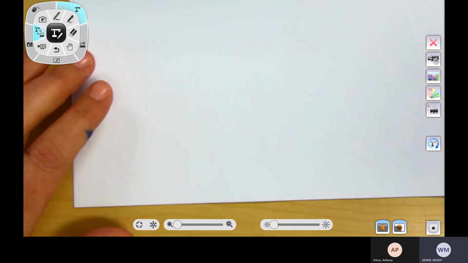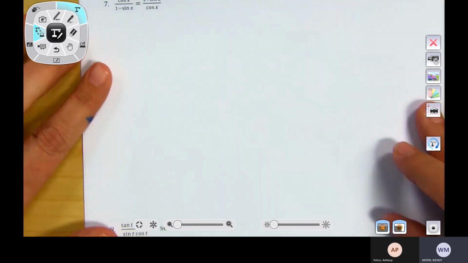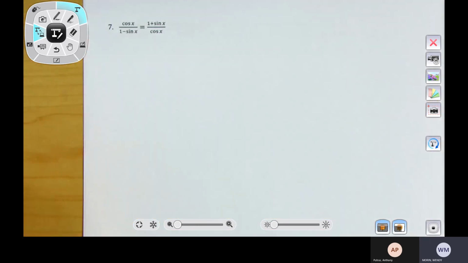All right, so we're doing well. All right. Number 7. Pick the more complicated side. They look about the same to me, right?